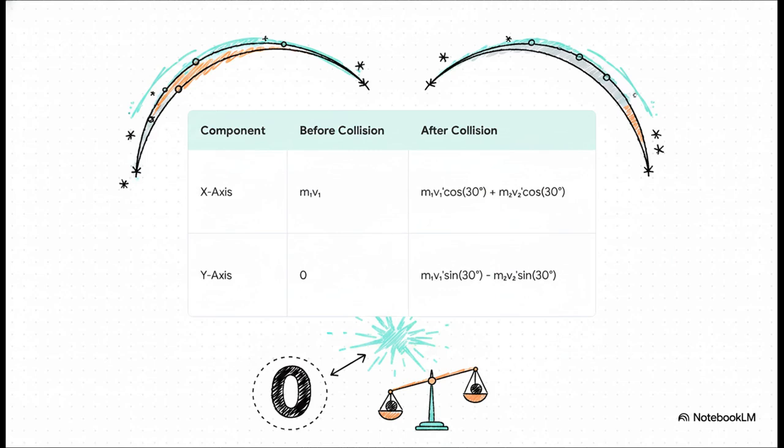And check this out. This is the really cool part. Look at the y-axis, the up and down motion. Before the collision, everything is moving horizontally, so the initial y momentum is just 0. Now, after the collision, the problem tells us they fly apart symmetrically. That means their up and down velocities have to be perfectly equal and opposite, canceling each other out. So the final y momentum also has to be 0. From that one simple fact, we can immediately see that m1 times v1 prime has to equal m2 times v2 prime. And that, right there, is a massive shortcut that the symmetry of the problem just handed to us.